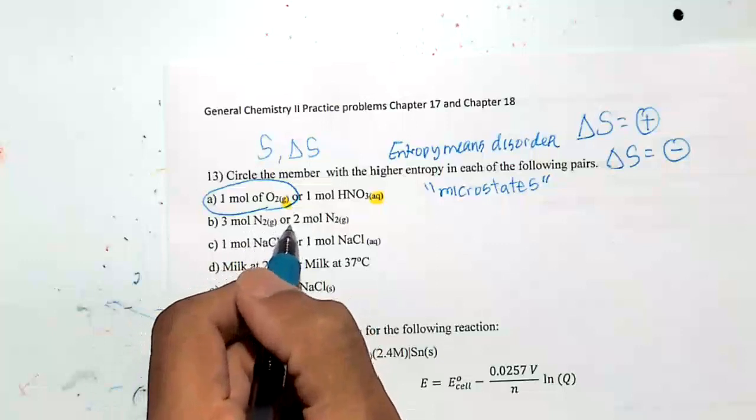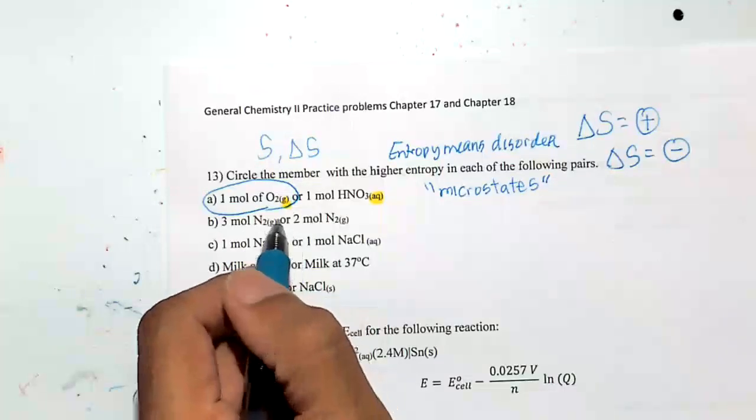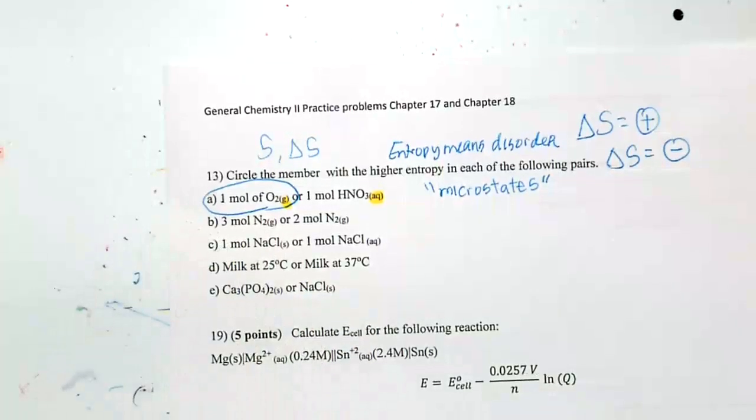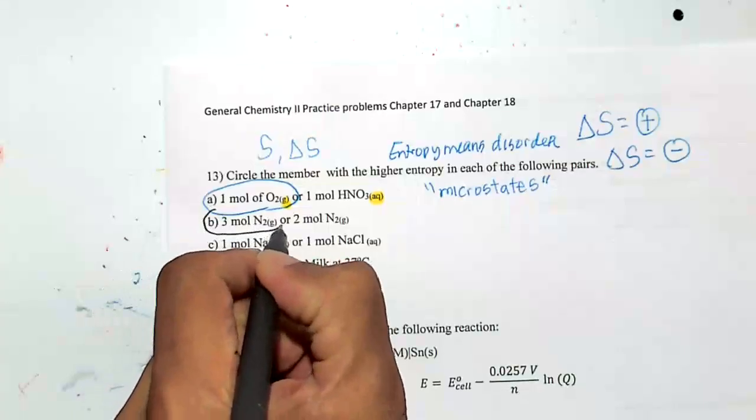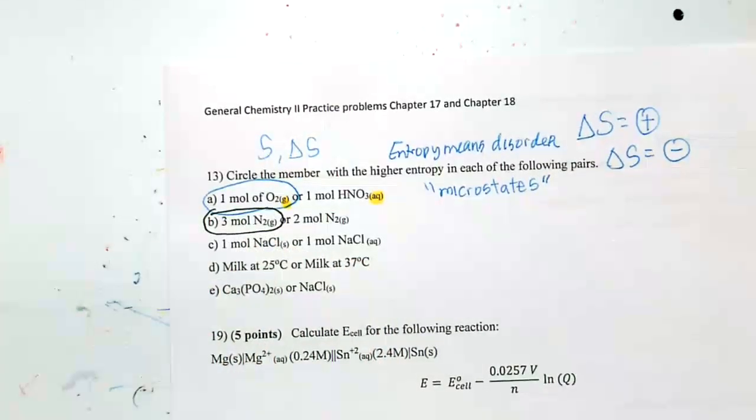All right, 3 moles of N2 gas versus 2 moles of N2 gas. Which do you think has more entropy? Okay, more implies more disorder. So more moles, it's the same N2 gas, but there's just more of it.